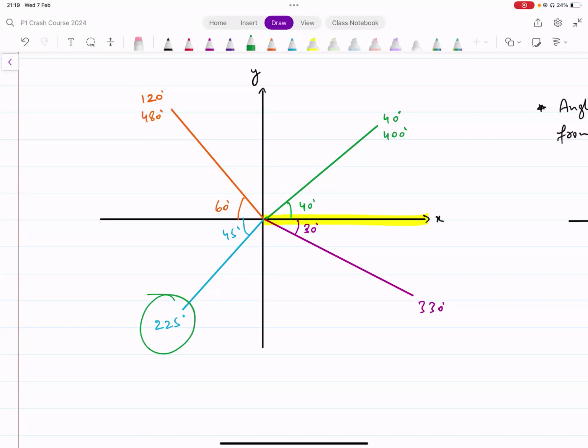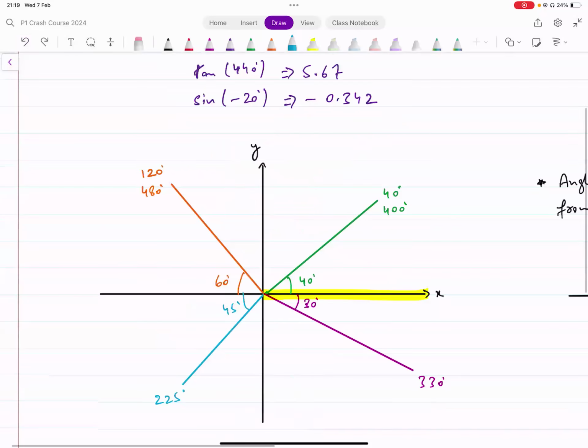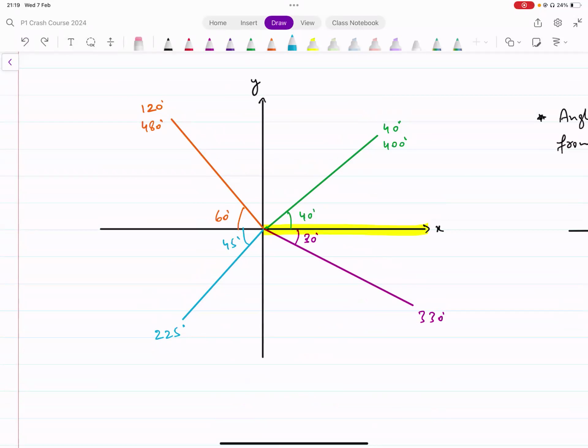The blue one, how do you find the angle for this? If you were to go more than one full circle, we'd say 360 plus 225, that gives us 585. And then similarly, in the last one, that's 360 plus 330, that gives us 690. So these same lines could be understood to have these angles as well, more than 360.